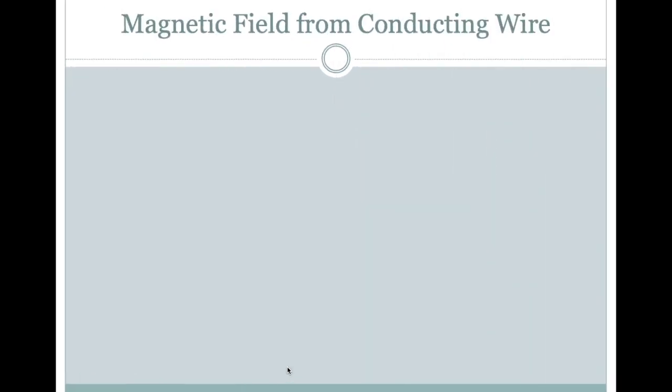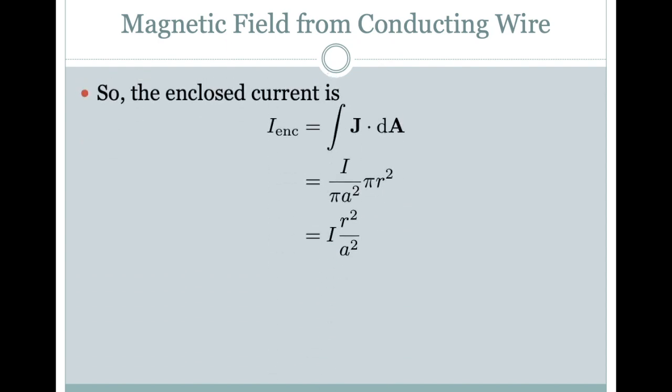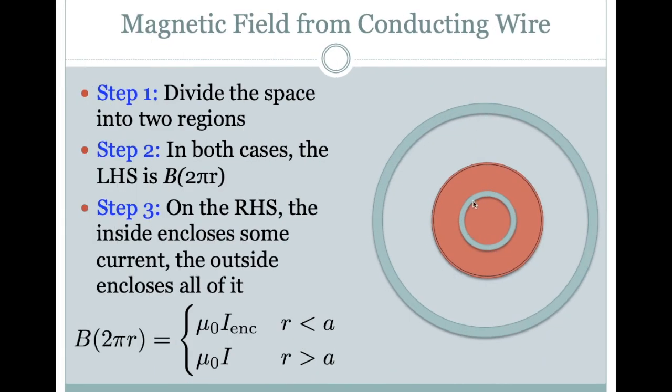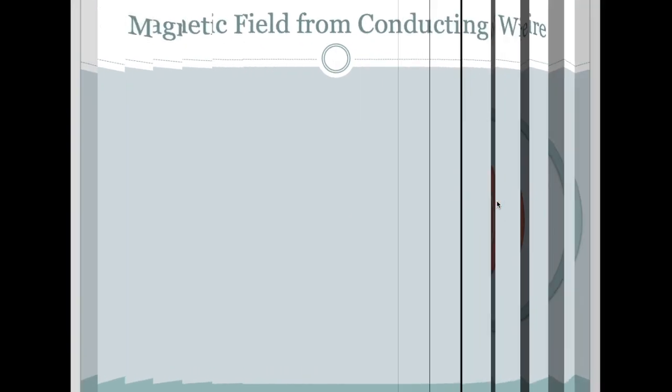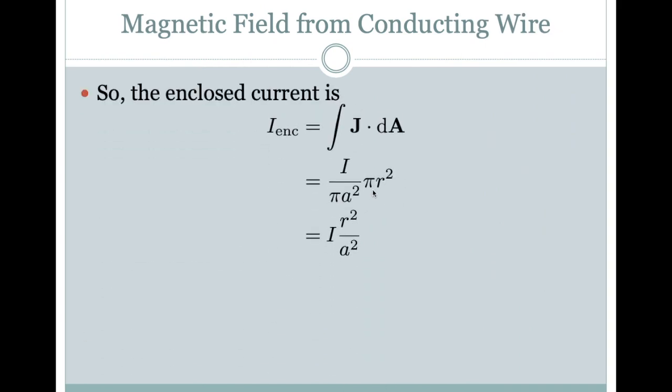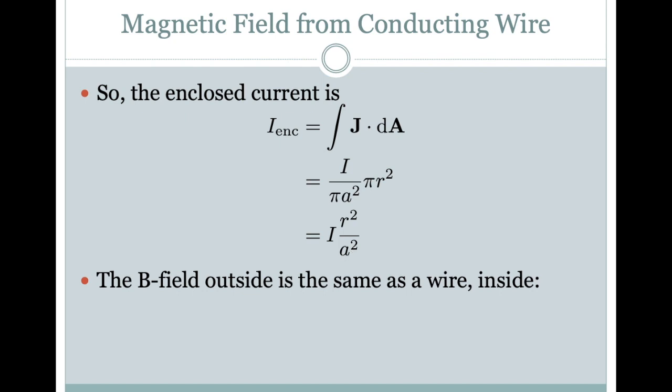Now we need to figure out what the enclosed current is, and so we can do this calculation. The enclosed current is equal to the integral of the current density times the area. The current density is equal to the total current divided by the total area, and it is constant. Then the integral of the area gives you the area that is enclosed by this loop here. And this is just going to be pi r squared, since r is the distance to this loop. Then the pi's cancel, and I end up with an enclosed current that is the total current I times r squared over a squared.